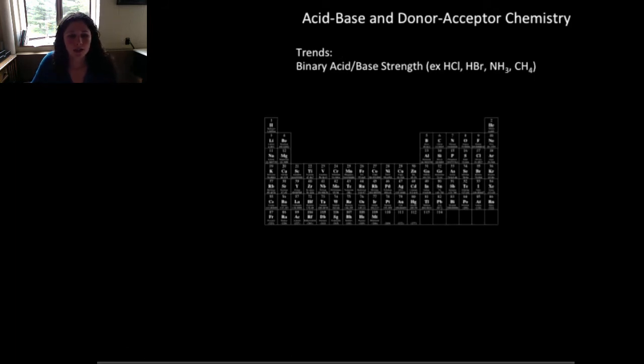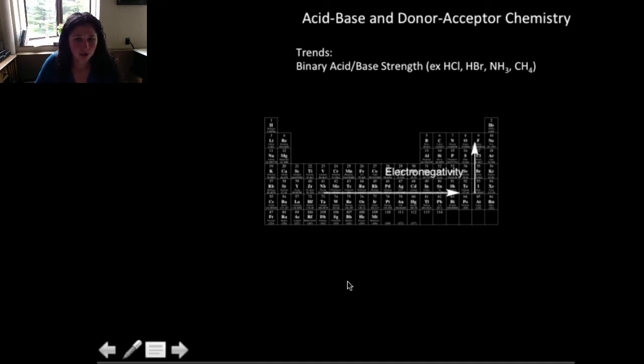Trends in binary acid-base strength. So now we're talking about just hydrogen bound to one other type of element. These usually can be simply predicted with electronegativity, and they correlate directly with electronegativity going across the periodic table, and are actually opposite to electronegativity going down the periodic table. So if you compare, for example, CH4 to NH3 to OH2, your acidity increases going across because of electronegativity of the atom. And going down, HI is actually most strong in the series of haloacids.